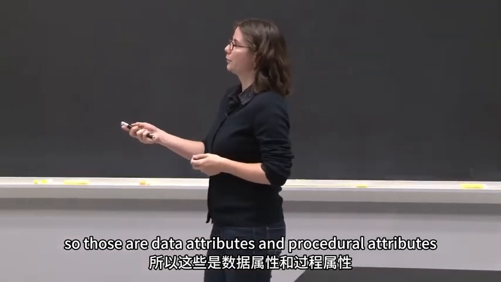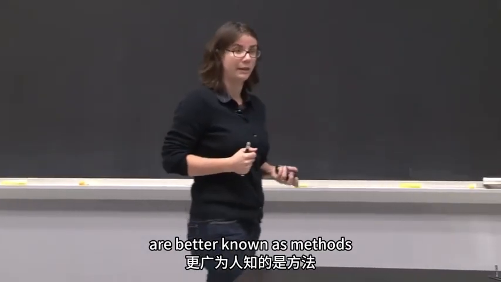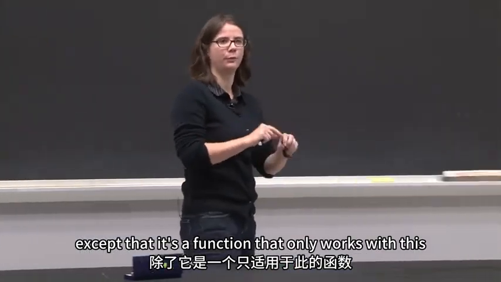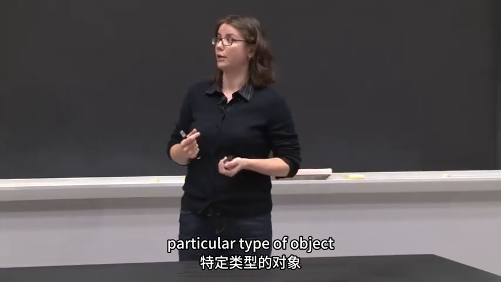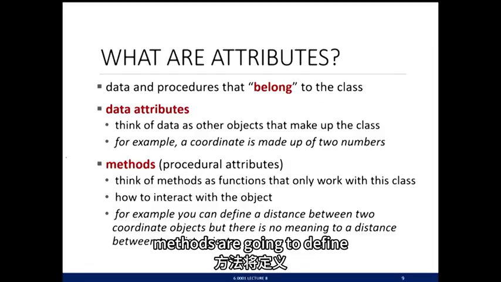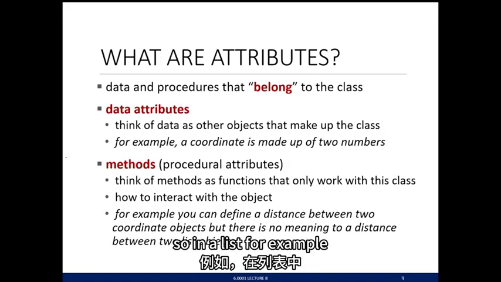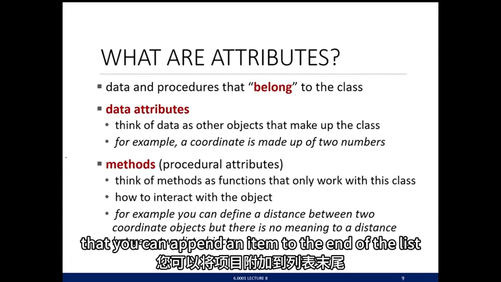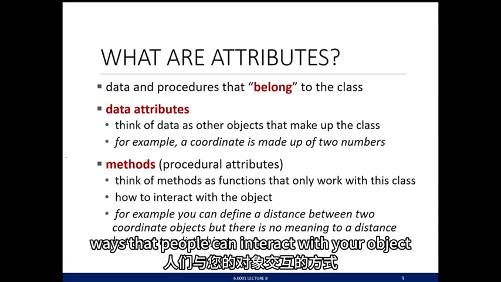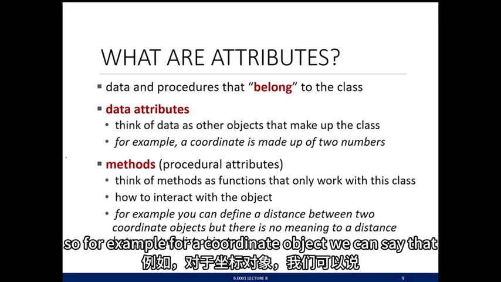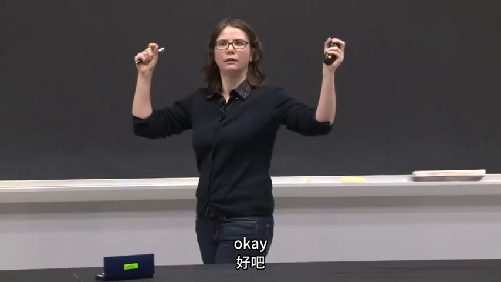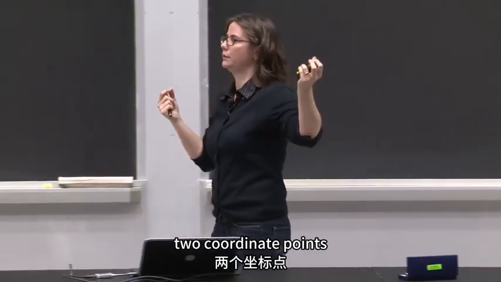Procedural attributes are better known as methods. You can think of a method as a function, except that it only works with this particular type of object, a coordinate object in this case. The methods define how you can interact with the object. In a list, for example, you can append an item to the end of the list, or sort a list. When you define methods, you define ways that people can interact with your object. For a coordinate object, we can take the distance between two coordinate points. That's a way you can interact with two coordinate points.